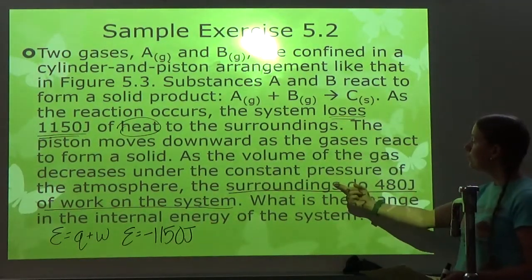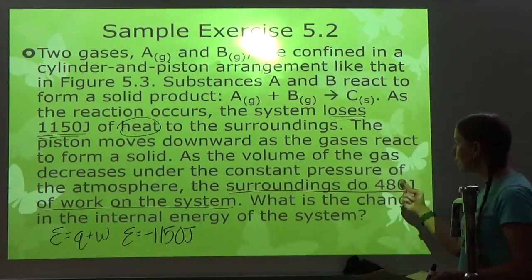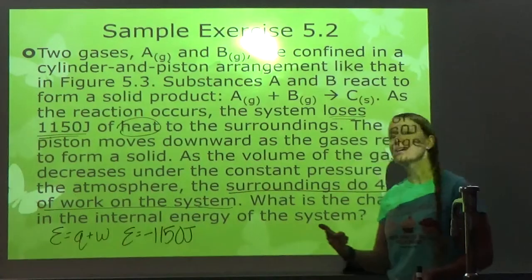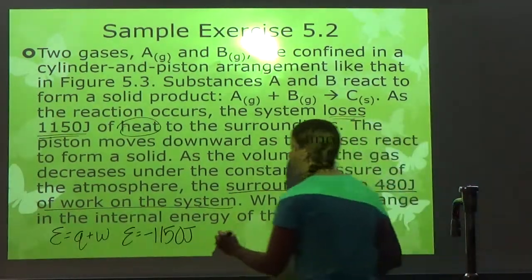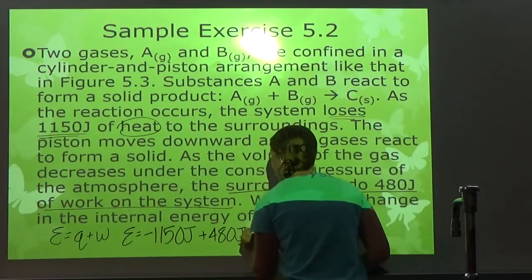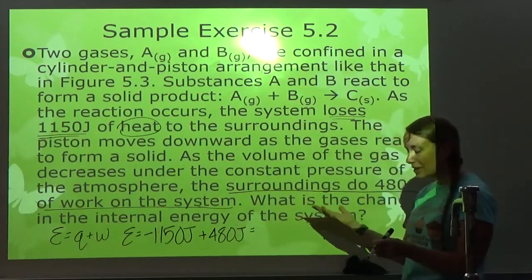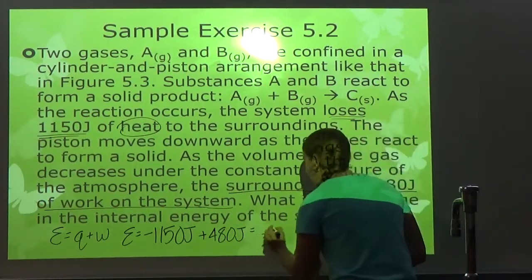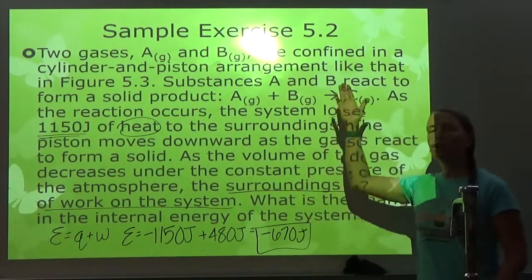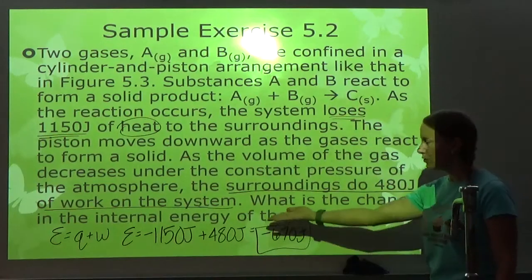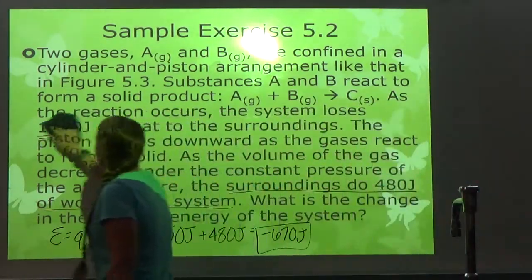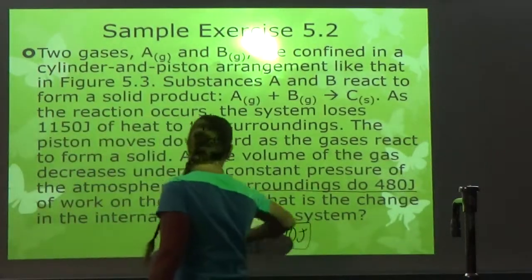And then it says the surroundings do 480 joules of work on the system. If work is done on the system, that number is positive. So 480 joules. Once I combine these two numbers, I get negative 670 joules. So see, all that wording just for a super simple answer. All right, so I'll let you try the next one.